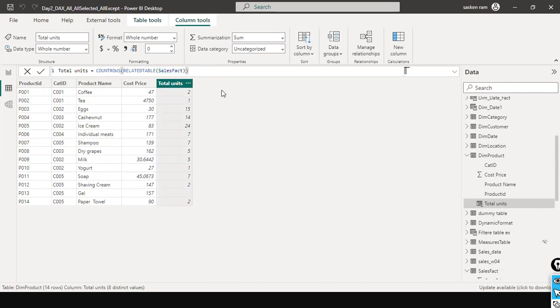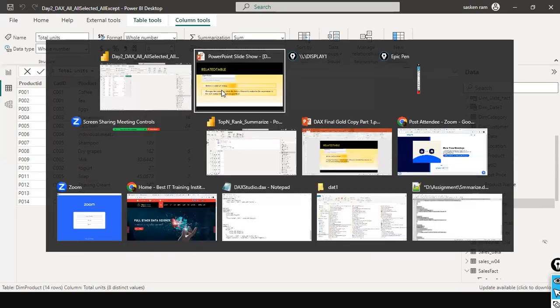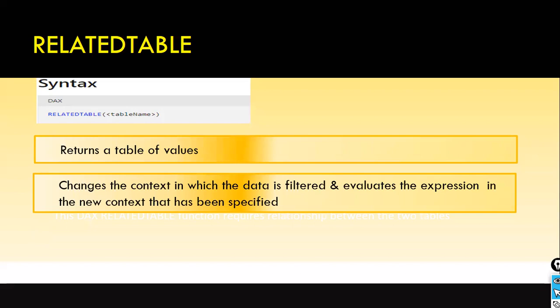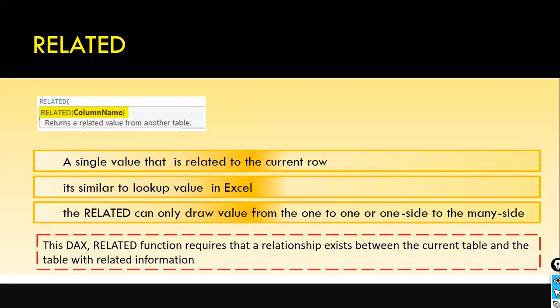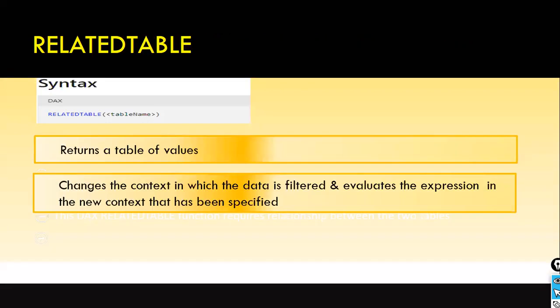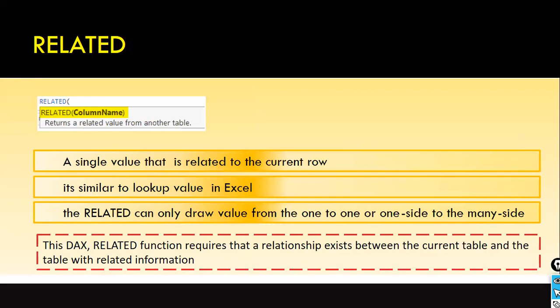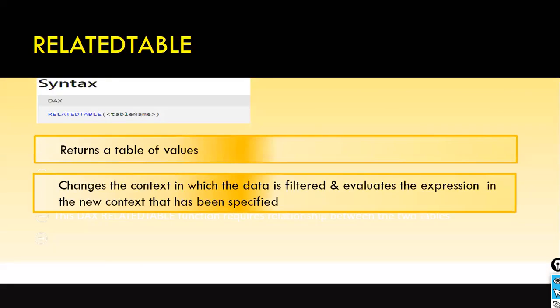Even related table requires a relationship between the tables, like the related function. That's all, guys. It's pretty simple. If somebody asks you what is the difference between these three, you can tell now.